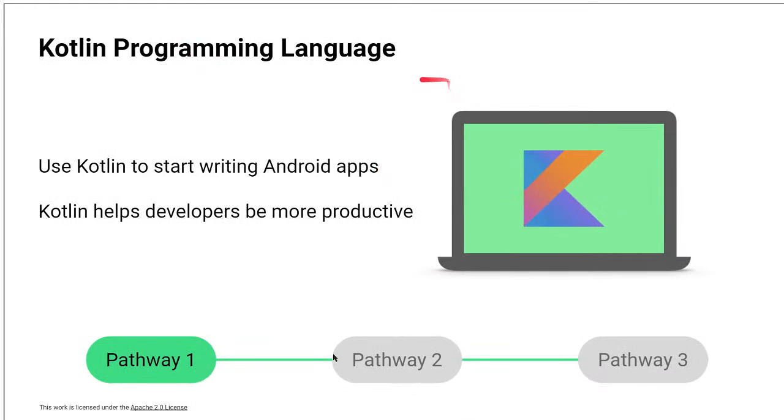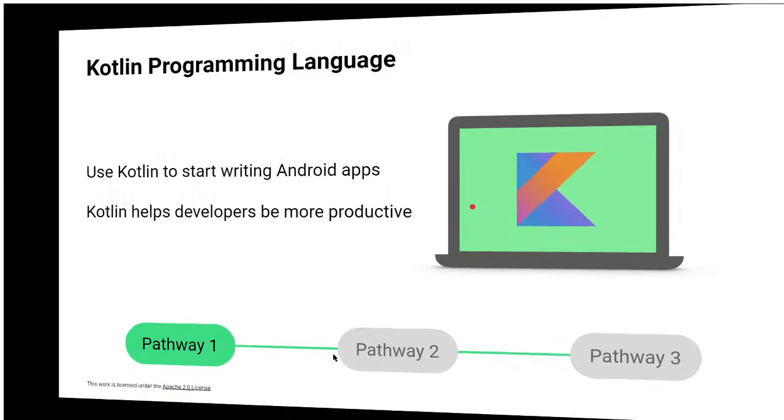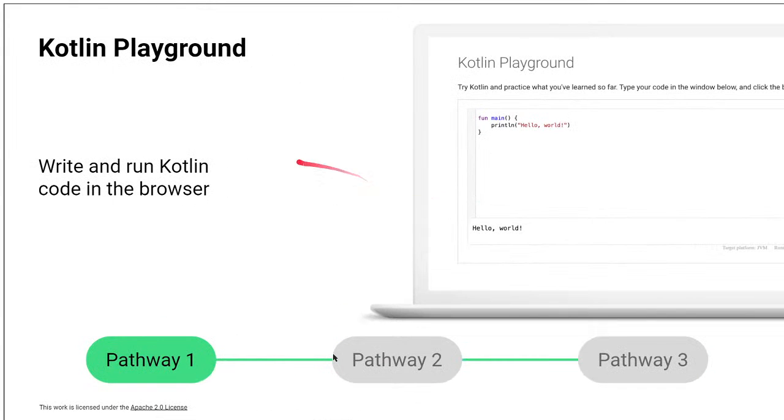In pathway 1 you will be learning basic things, how to develop and make more productive apps. You will also learn how to learn Kotlin in the browser only. You don't need to install any external app or software.